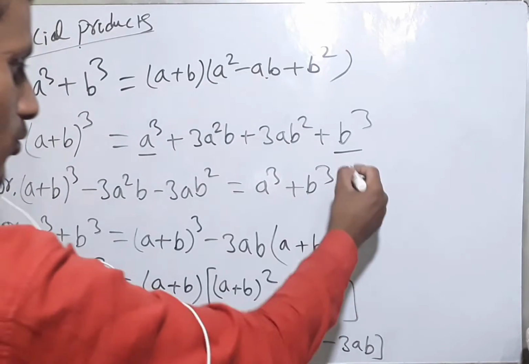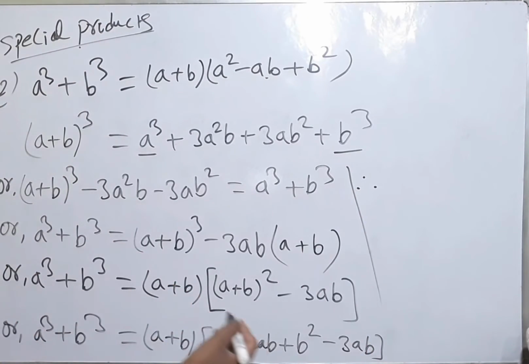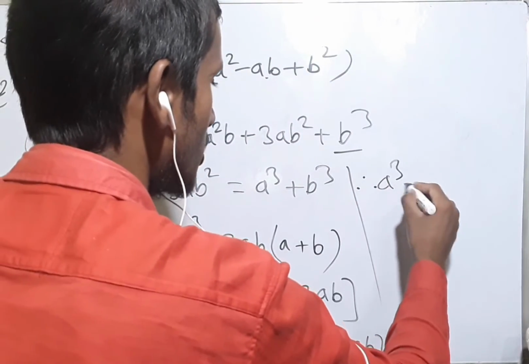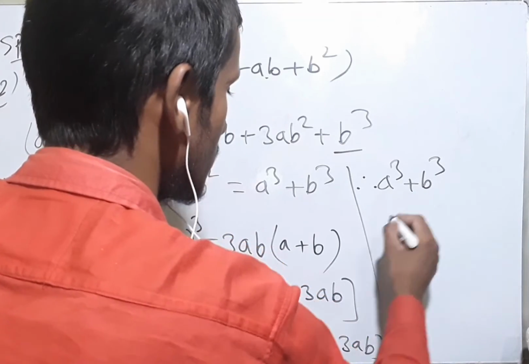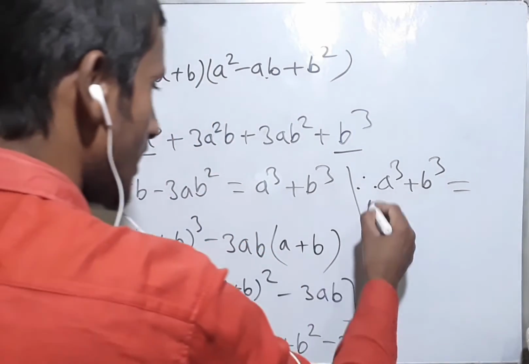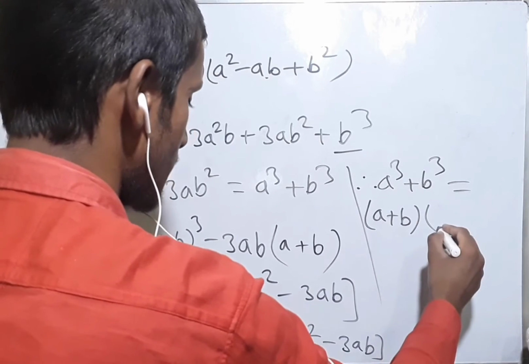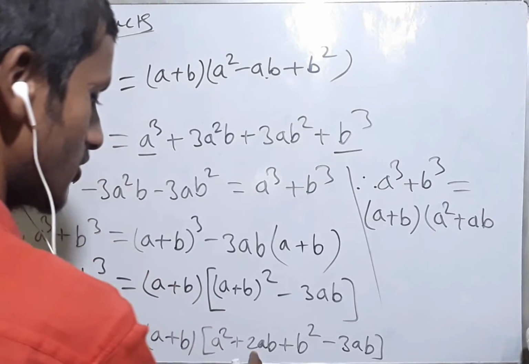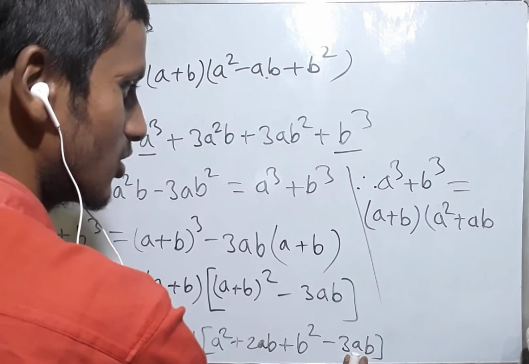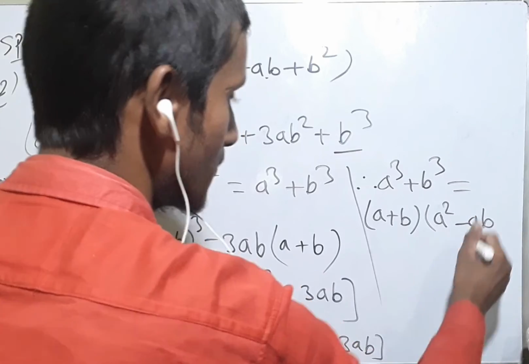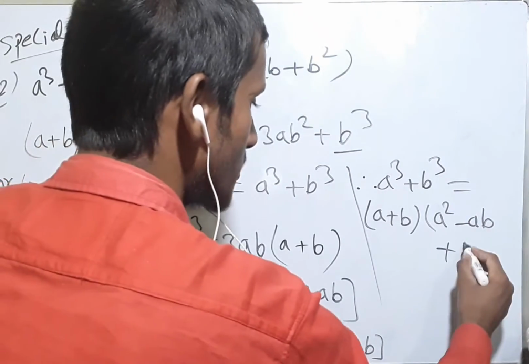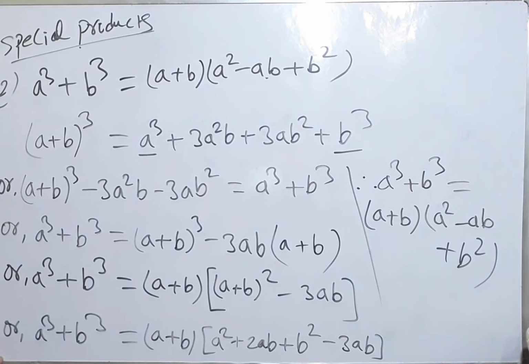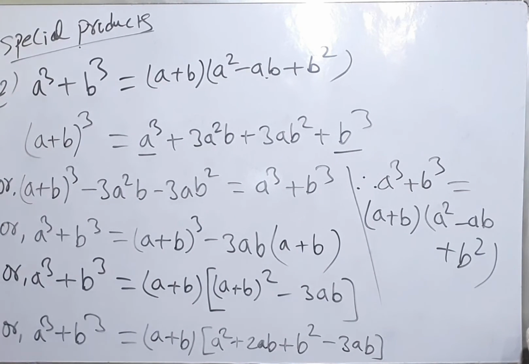You should have already understood this, even without me writing it, but I'm going to write it down anyway. a cubed plus b cubed is equal to a plus b times a squared, because 2ab minus 3ab is minus ab. Okay, I made a mistake. Minus ab plus b squared. So a cubed plus b cubed is equal to a plus b times a squared minus ab plus b squared. As simple as this.